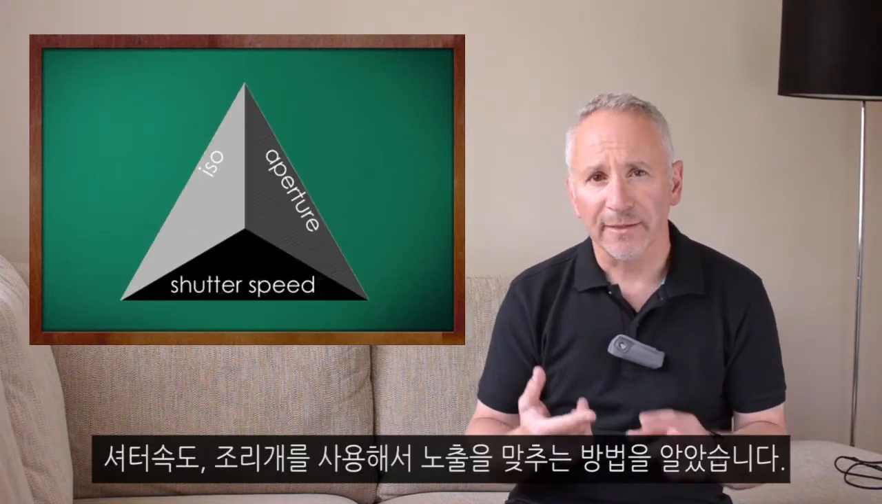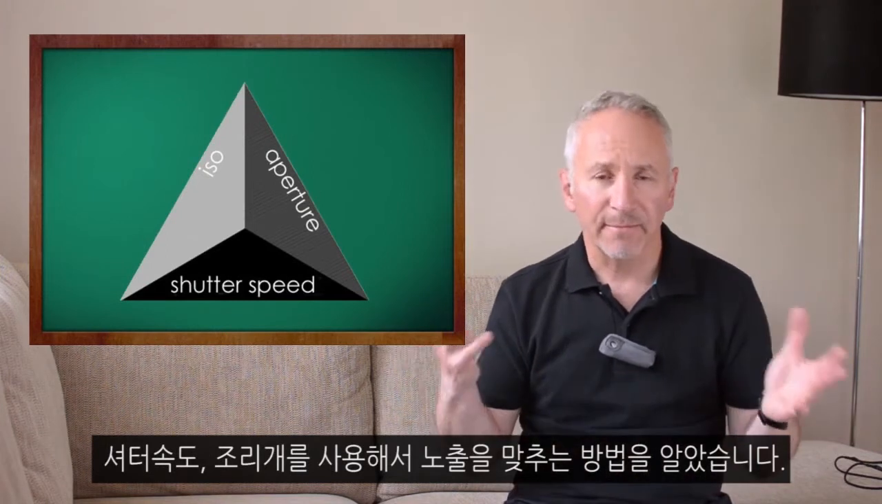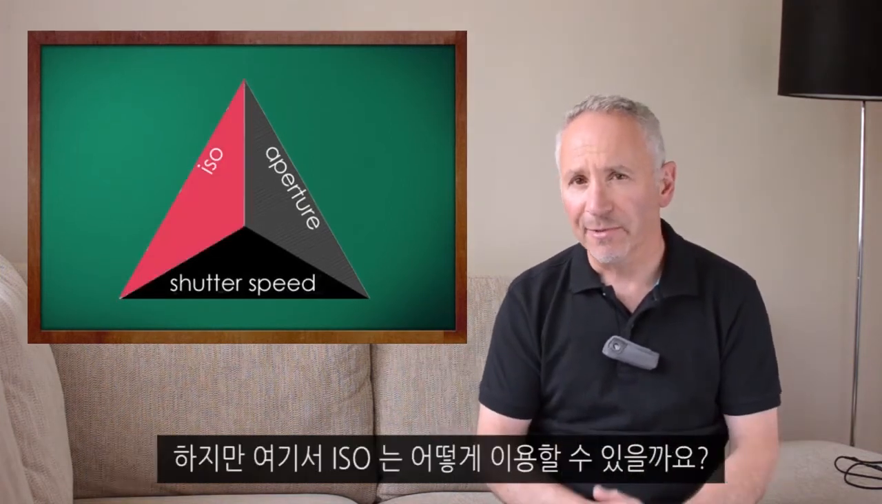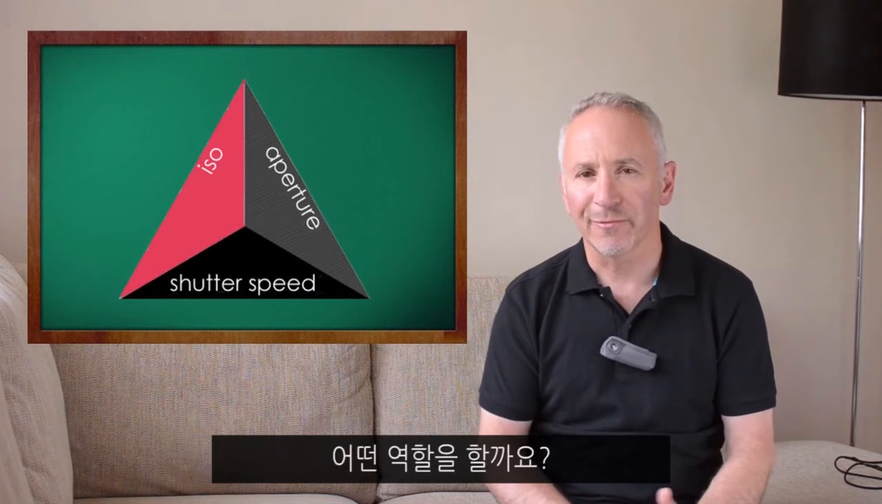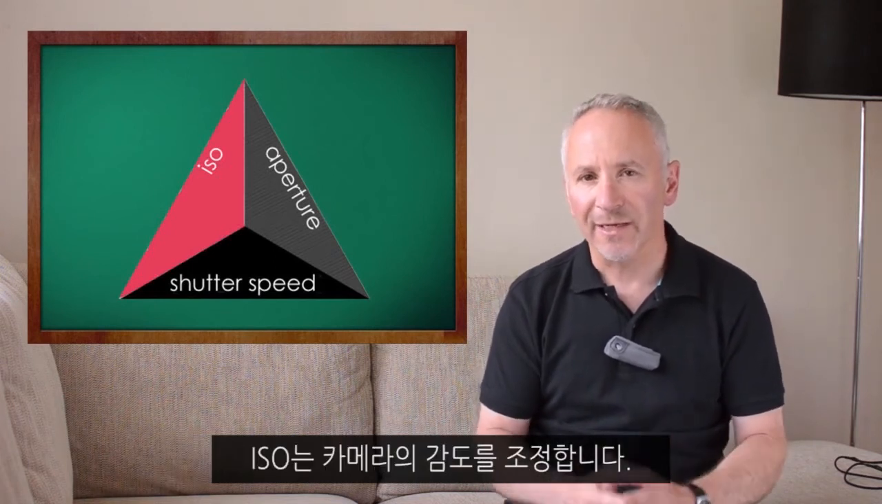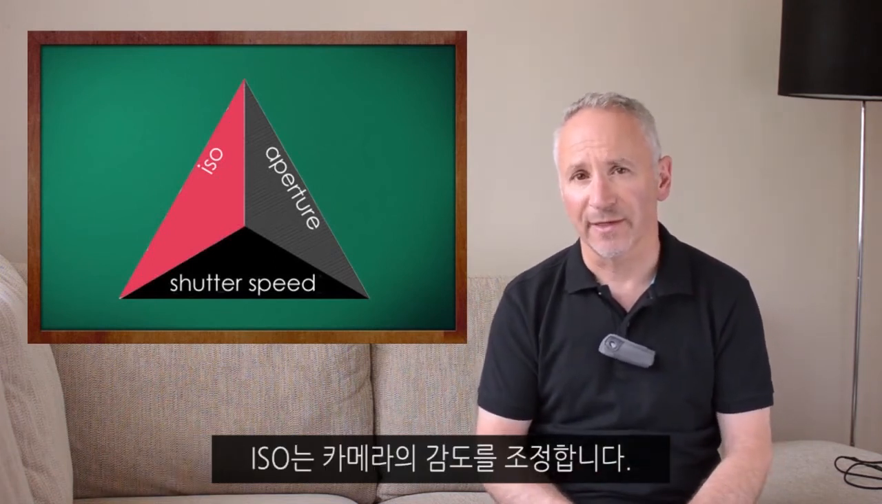So we've talked about shutter speeds and apertures and how they balance out to give you a good exposure. But what about ISO? How does that work? What does that do? Well, ISO controls the sensitivity of the camera.